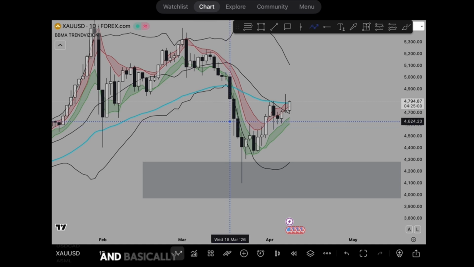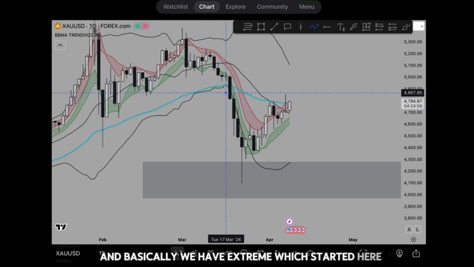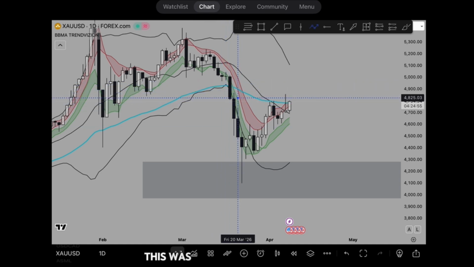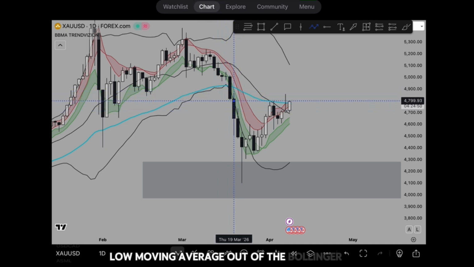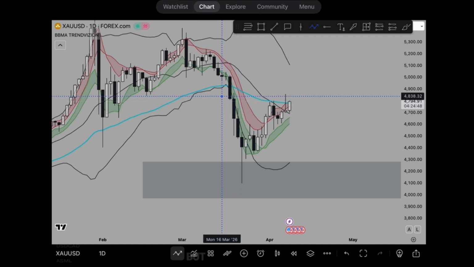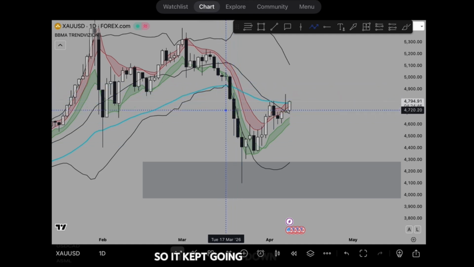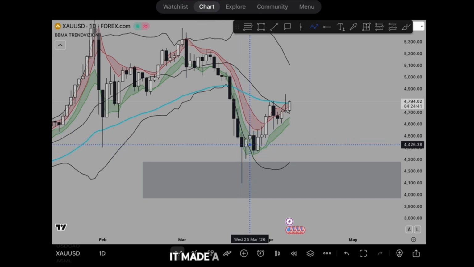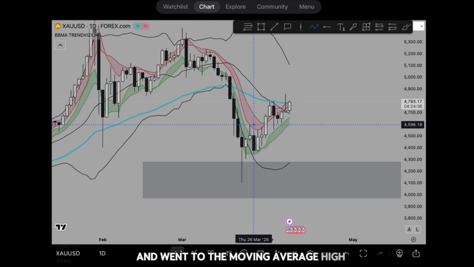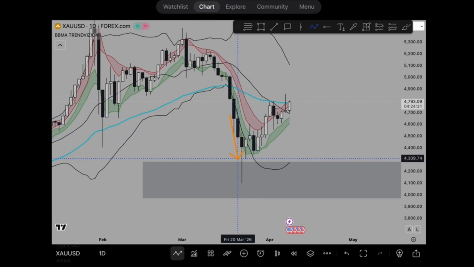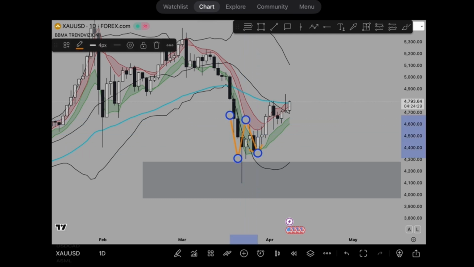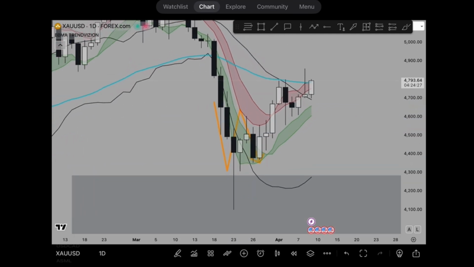And basically we have extreme, which started here. So this was extreme A because it's the low moving average out of the Bollinger Band. But also it was CSM, so it kept going down. And here it made a reversal candle and went to the moving average high, did a re-entry, went to the zone lower, at least to the low moving average again.